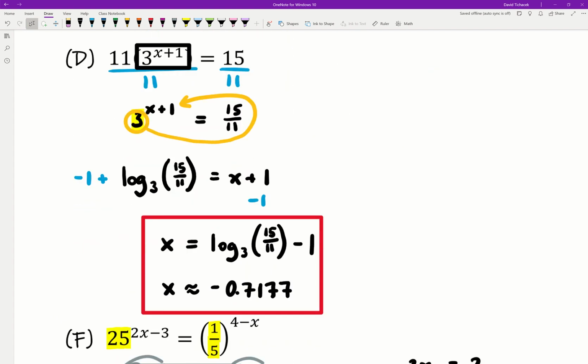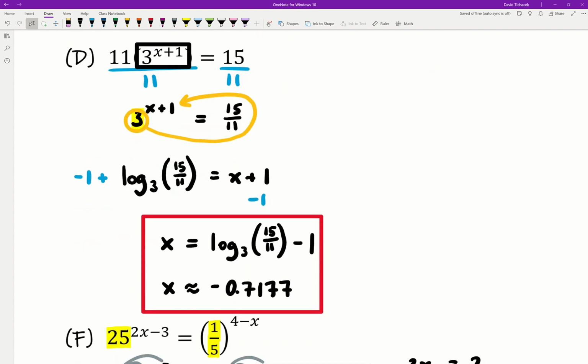And so here in part D, we have an extra 11 times in front, and so that is going to be something that we're going to get rid of by dividing both sides by 11 first to start us off, and then we can go ahead and loop around to change that language. You notice that the other part of this is after we loop around, we have that extra plus 1 in the back of x there. We can go ahead and get rid of that by subtracting 1 from both sides, and then we get our final result. It's going to be a negative decimal here, 0.7177.